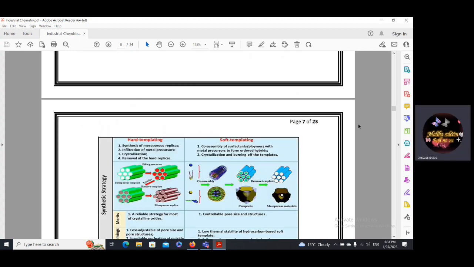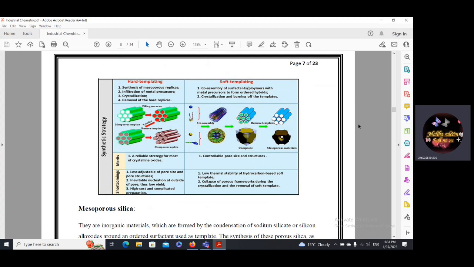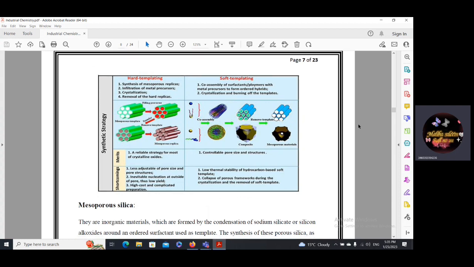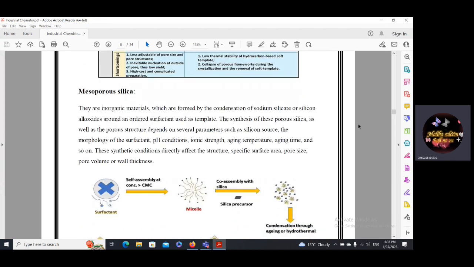Here is the diagram of the soft templating and hard templating. Hard templating: synthesis of mesoporous replicas, infiltration of metal precursors, crystallization, and removal of the hard replicas. Number two, soft templating: co-assembly of surfactant copolymers with metal precursors to form ordered hybrids, crystallization, burning of the template. Then we discuss mesoporous silica.